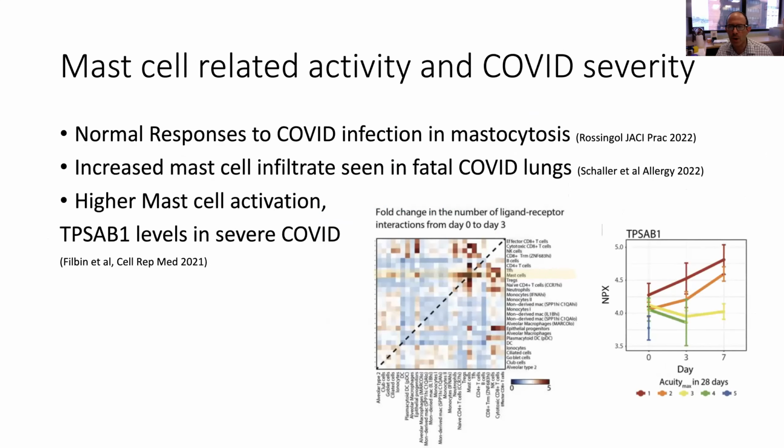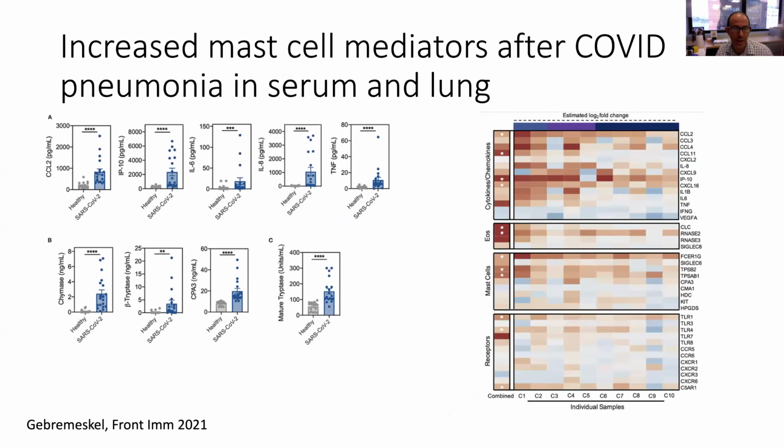Okay, and I would also point out that persistent elevations in serum tryptase are seen in patients with severe COVID and in long COVID. And I would watch that space to see if hereditary alpha tryptasemia indeed contributes to risk for severe COVID or for long COVID.